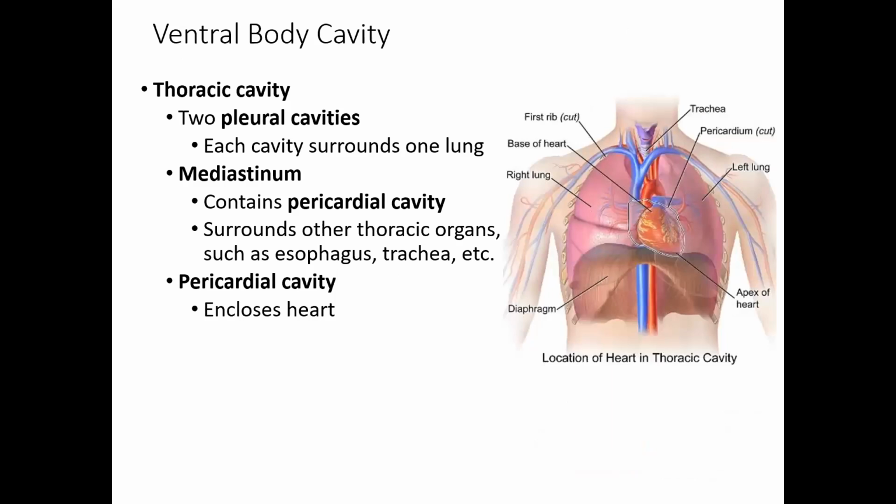These cavities, as I said, we have the pleural cavities. Each cavity, when we're looking at the ventral body cavity, we're looking at the thoracic cavity. We have 3 locations. We have the 2 pleural cavities, one around each lung.